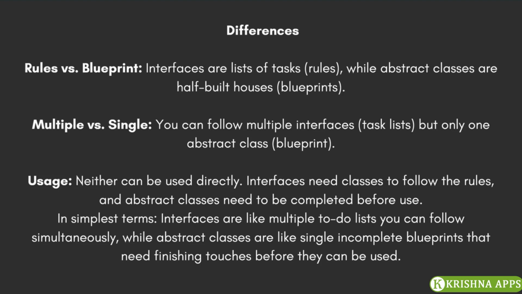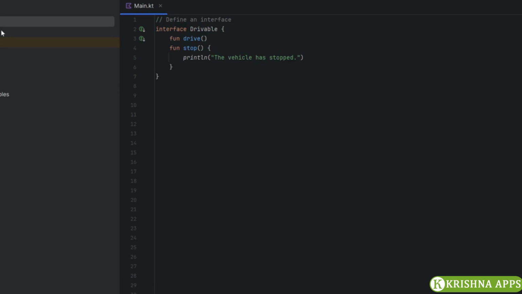In the very simplest terms, interfaces are like multiple to-do lists you can follow simultaneously, while abstract classes are like single, incomplete blueprints that need finishing touches before they can be used. Alright, let's dive into some code examples. Cool! Let's get started with an interface example.